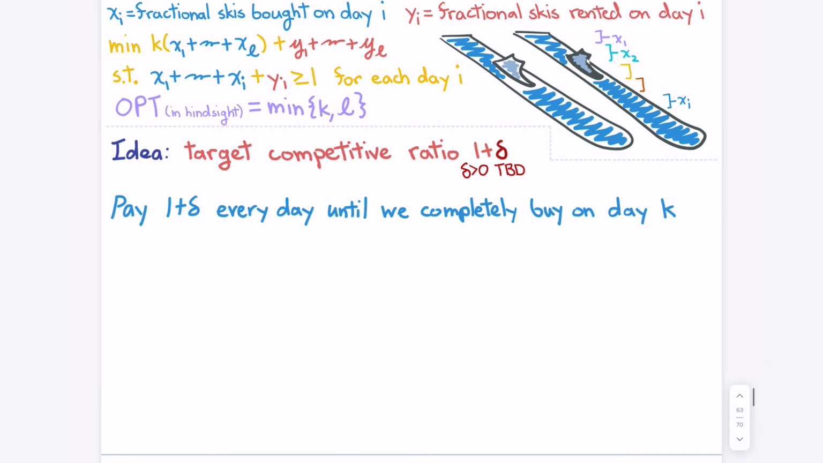So here's what we're going to try to do. We're going to try to guess some ratio in hindsight. So suppose I'm going for a ratio 1 plus delta. And then what I can do is buy as much as possible while maintaining a 1 plus delta competitive ratio. Because I'm going to have to rent to make up, because it might end after day 1, end after day 2, end after day 3.